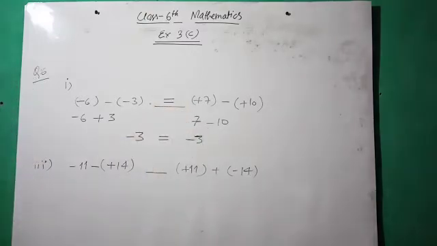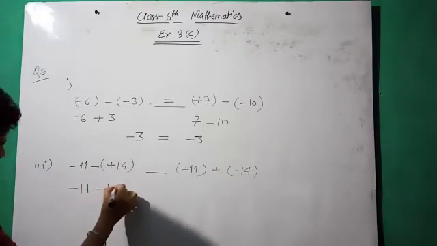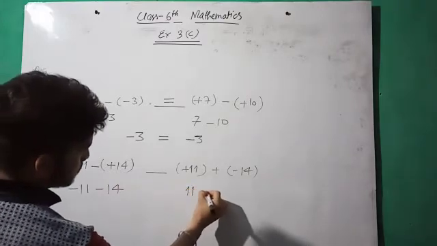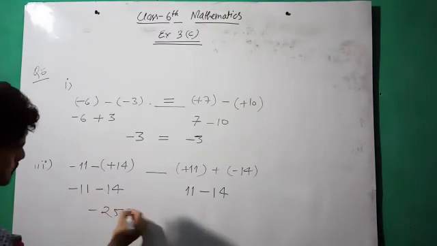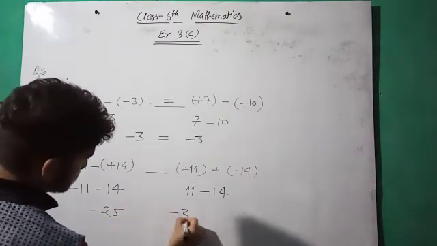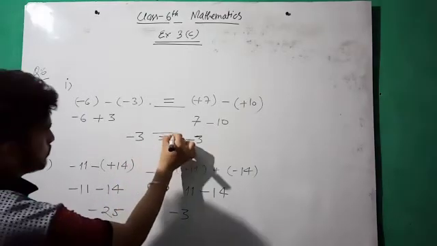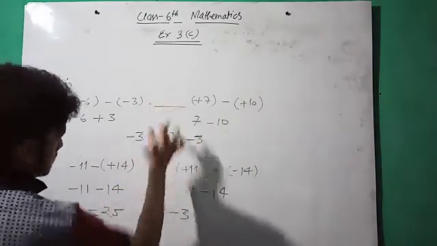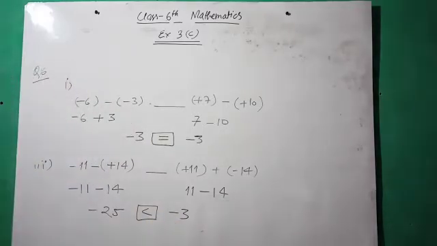Now the third part, minus 11 minus 14, that is minus 11 plus minus 14, so it is minus 25, and this is minus 3. So this will be greater than this. Like you have to use it like this. Don't do this, do like this. Next move to question number 7.